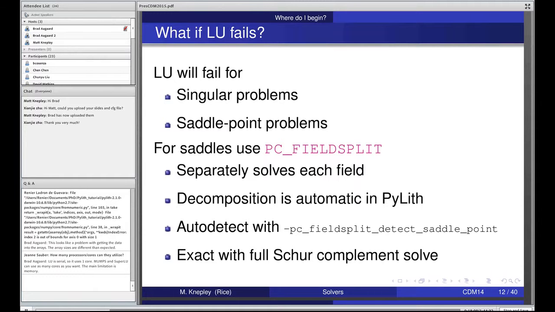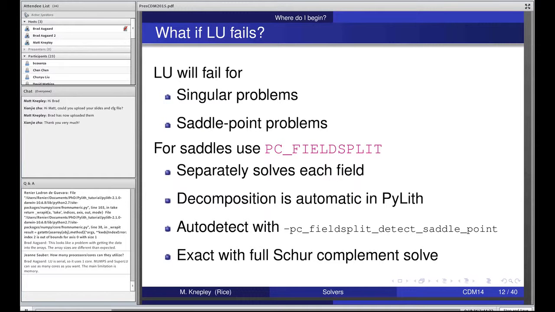So if you have this structure, then we can decompose the problem and run a direct solver on the different parts of it and still get the exact answer. And that's what we want to do. It turns out that PETSc can do this automatically using this option here. PC is the standard prefix for any preconditioner.